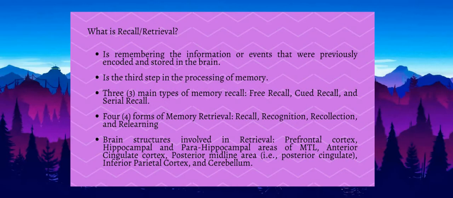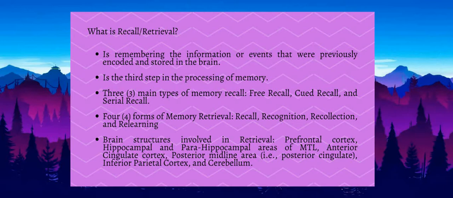Recall and retrieval. So, memory recall, this is remembering the information or events that were previously encoded and stored in the brain. So, retrieval, this is the third step in the processing of memory, with first being the encoding of memory and second being the storage of the memory. So, retrieval of the encoded and stored memory is very important kasi if you will not retrieve those information for future use, so there's no point, diba, in storing information on your long-term memory.